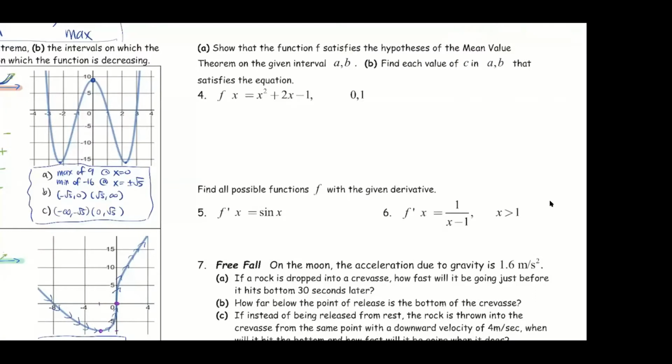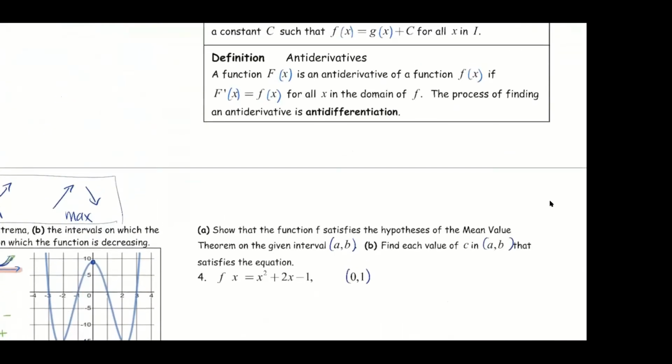Okay, all right, so now we are on the mean value theorem. Show that the function satisfies the hypothesis of the mean value theorem in the given interval [a, b]. So here's my interval. Find the value of c in (a, b) that satisfies the equation. First thing you want to make sure of is that, in almost all of the theorems in calculus, the function is differentiable and continuous.